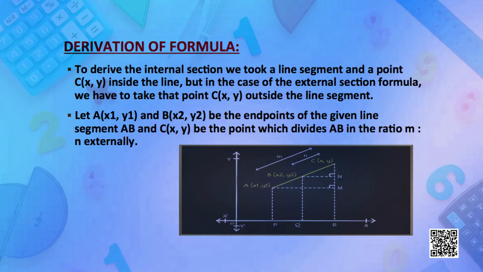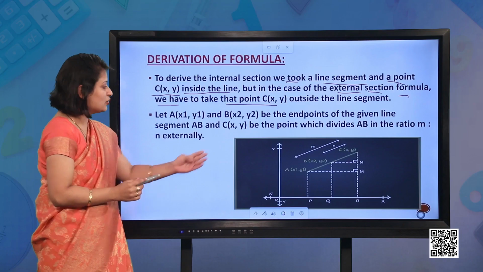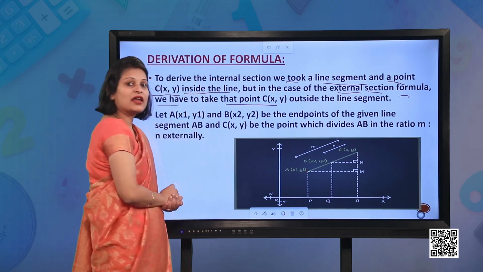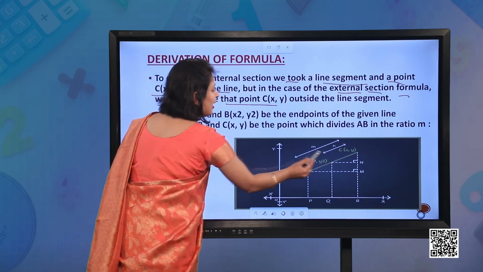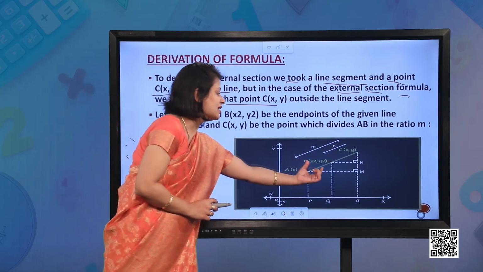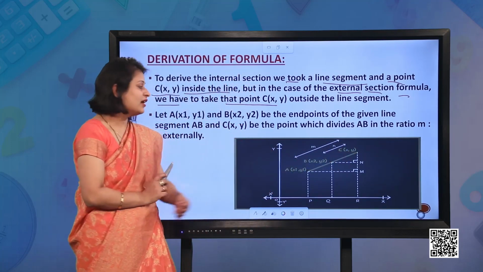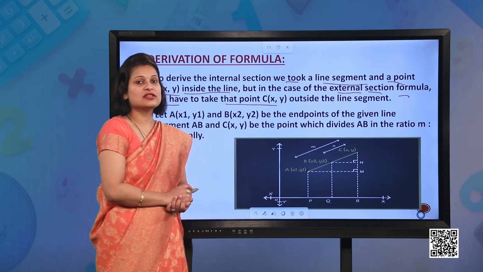Now, to derive the internal section formula, we took a line segment and a point C(x, y) inside the line. But in the case of the external section formula, we have to take that point C outside the line segment. As you can see in the diagram, we have taken point A (x1, y1) and point B (x2, y2), so this is a line segment. Here we have taken a point C (x, y), which is dividing this line segment in the ratio m:n.